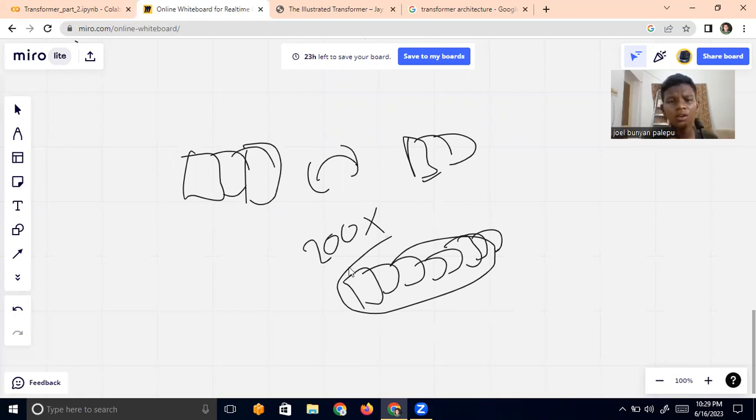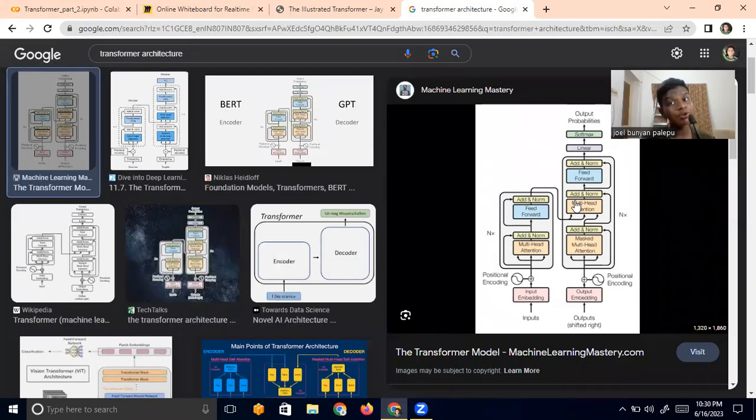For every word, we're going to have 512 boxes, each of which carries a number, by the way. Then we're going to multiply these vectors by WQ, and we're going to get the Q vector, the query vector. Not in the question, but the outputs of this model are also going to be 200 into 512.